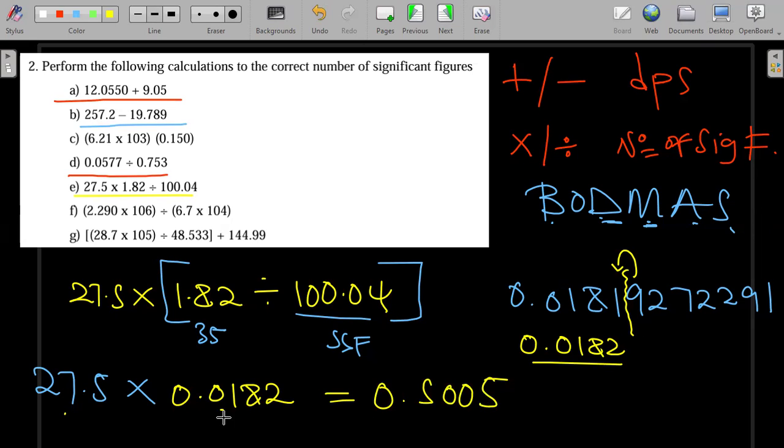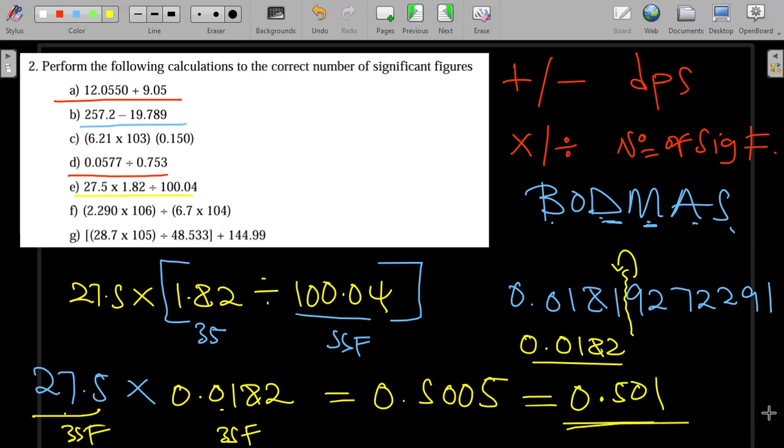0.5005. Okay, so here, since we're multiplying, we still follow the same rule. So this one has 3 significant figures. Even this one here has 3 significant figures. So it means even our answer there should have 3 significant what? Figures. So when we round it off to 3 significant figures, what are we going to get there? 0.501. Yeah. So our answer is going to be 0.501. That will be our answer there.